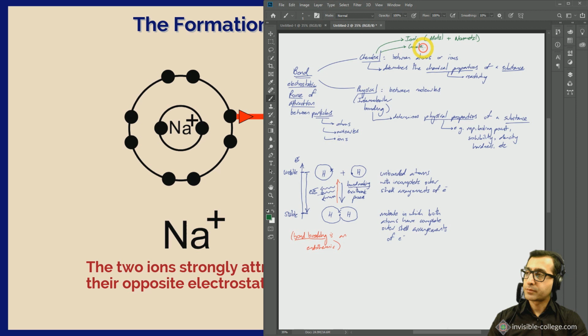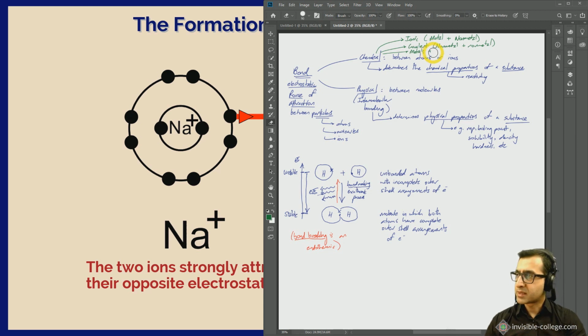Covalent bonding is when a non-metal reacts and bonds with another non-metal atom. Metallic bonding, which is another form of chemical bonding, is when atoms of metals bond with... oh, hang on, let me rub that out. I meant to say metallic bonding. So metallic bonding is when metal atoms bond with other metal atoms.